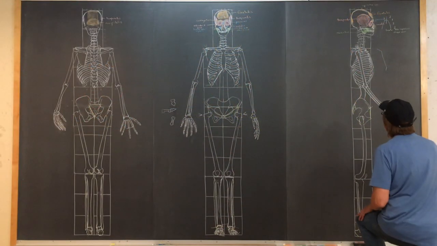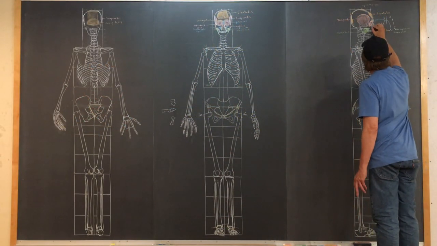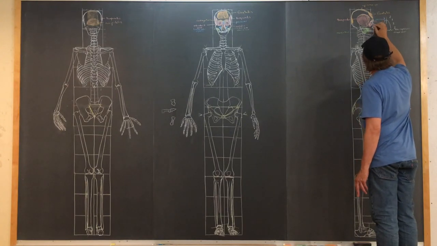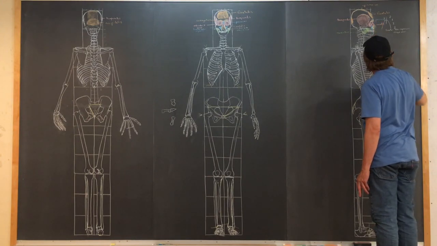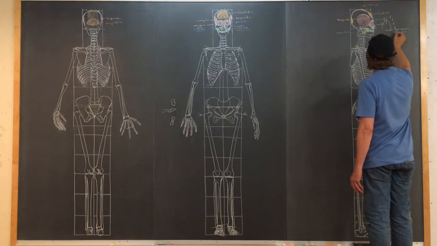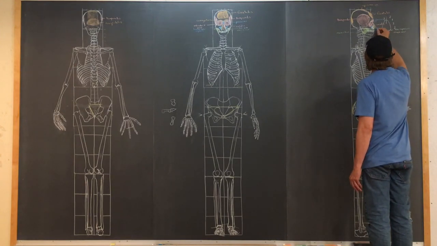The levator labii superioris from the side view. Right under the deepest part of the droop of the socket of the eye, and then coming down like this, right beside our levator labii superioris obliqui nasi.